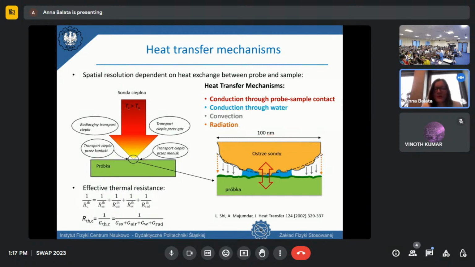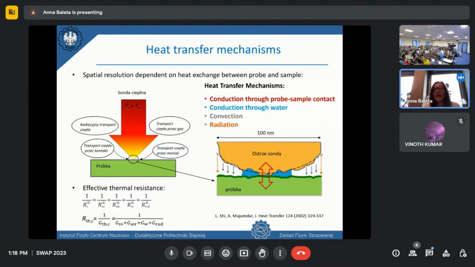So if the probe is in contact with the sample, we can observe the real mechanical contact. So we have a conduction through probe-sample contact. In ambient microscopes, there is also a very often problem with water. So we have a conduction through water meniscus, which is formed near the apex of the probe. And we have also convection and radiation. So a huge, complicated heat transfer of the heat from the probe to the sample.